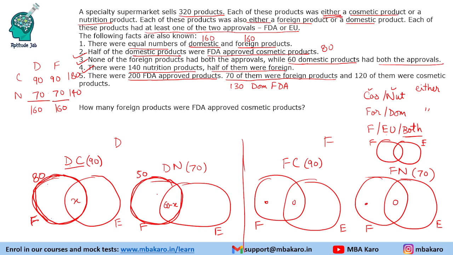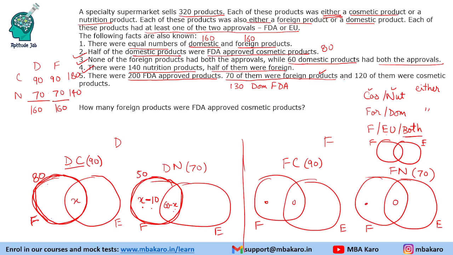50 domestic FDA, we need to find the value of this. Now we need to remove x. So add x here, that will be removed and it will be x minus 10. So 60 minus 10 is 50 and x minus x will get cancelled. So this is also done.